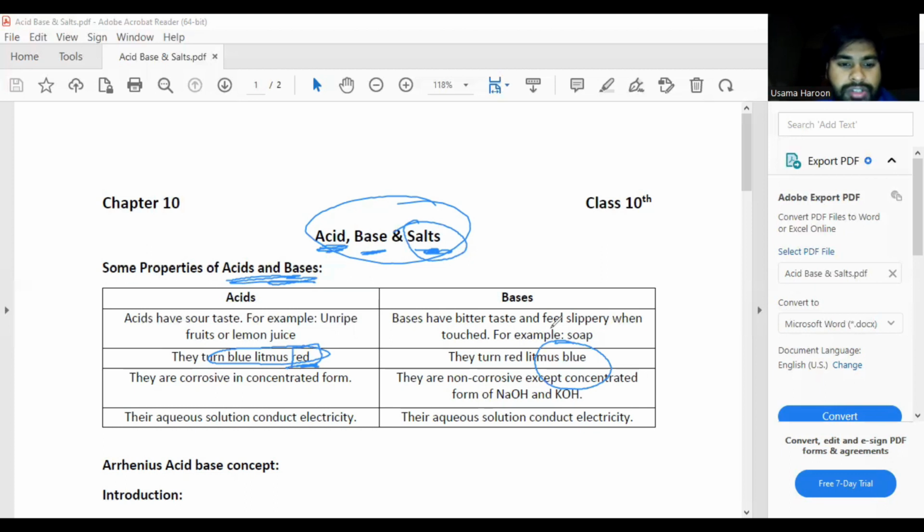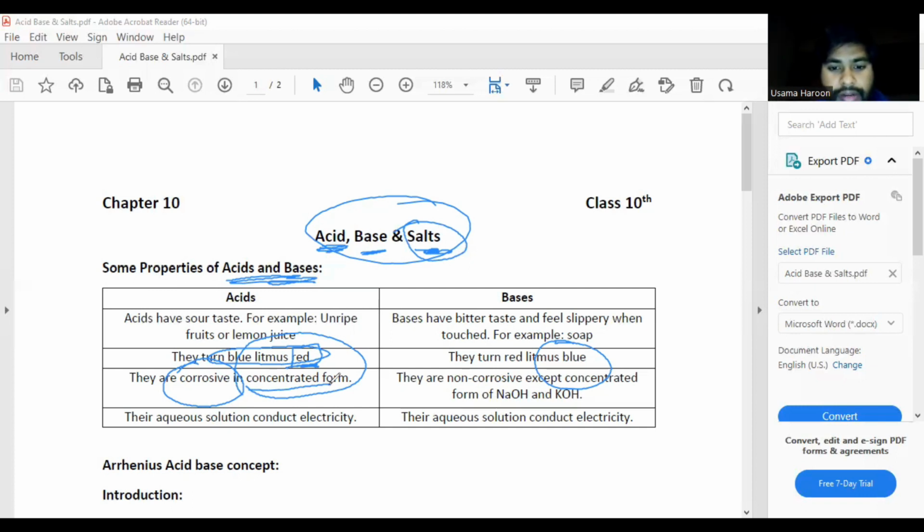They are corrosive in concentrated form. What do you mean by the term corrosive? That they corrode metals. We have already discussed this in the 7th chapter of class 9. In the concentrated form, they are very corrosive in nature. You should also know about the concentrated form: there is a relatively higher amount of solute in that solution compared to the solvent. So that is what the concentrated form is. You have also discussed this in your 9th class, chapter 6 on solutions.